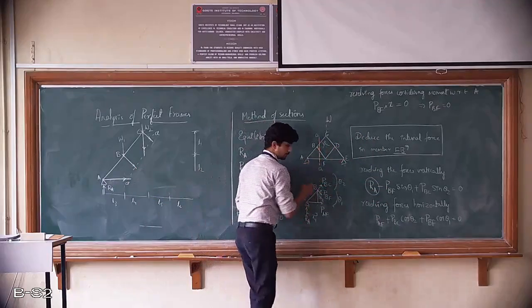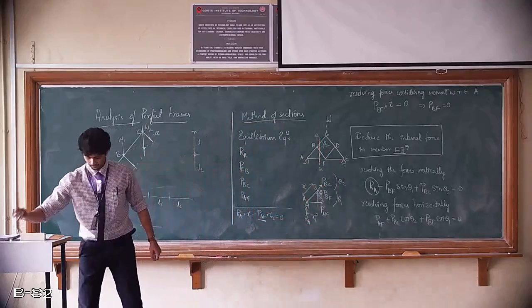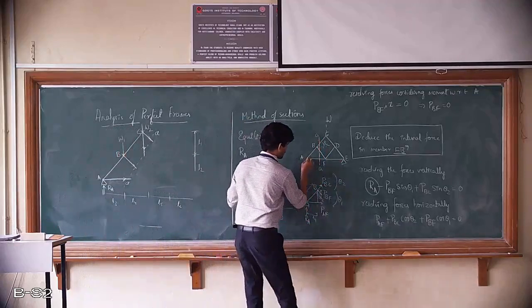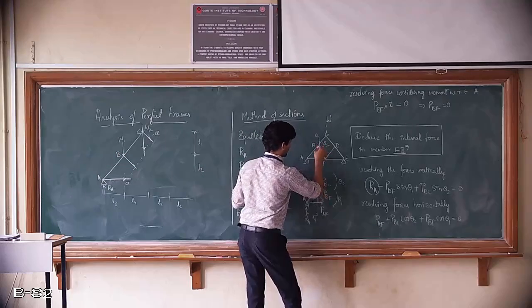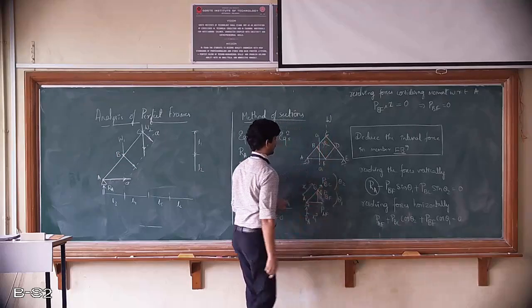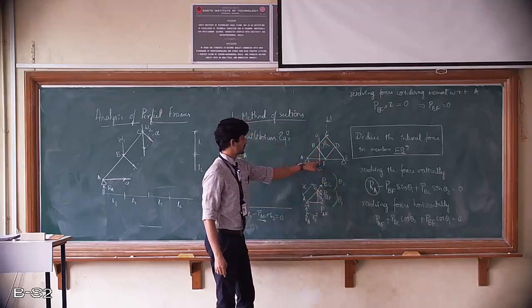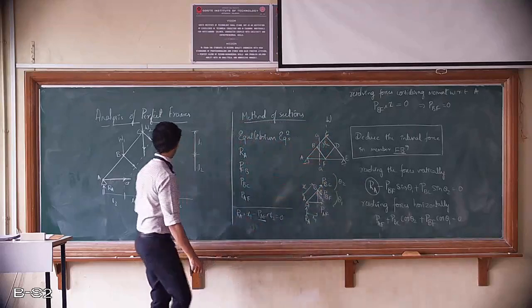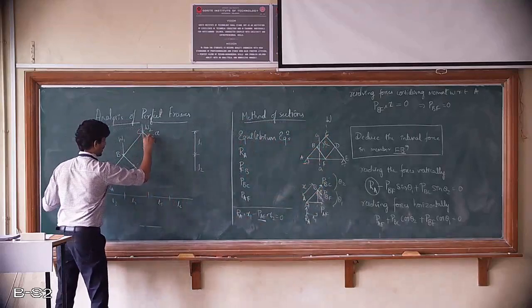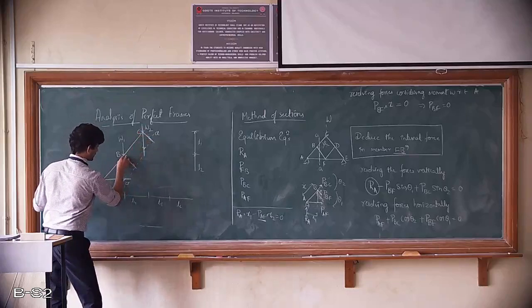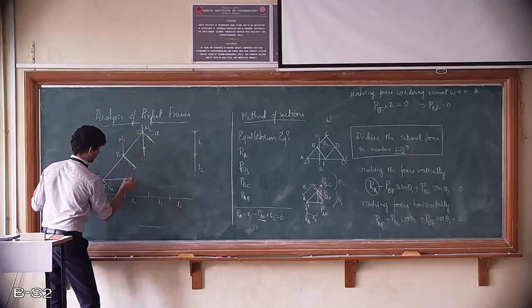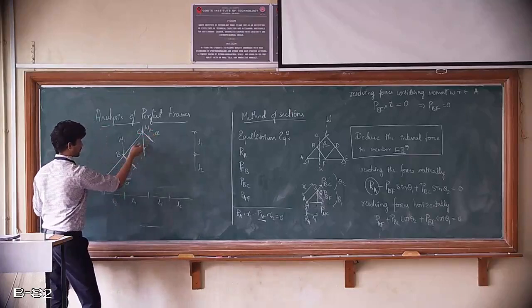See here, this is 1, this is 2, and this is the third one. So these are the 3 members which this section cuts. Whereas here we have one section, this is one member, second member, this is a third member, and this is a fourth member. And this is a section which cuts 4 members.